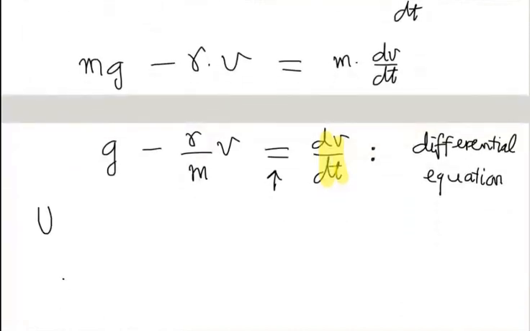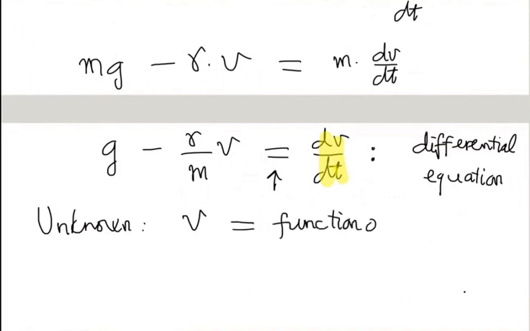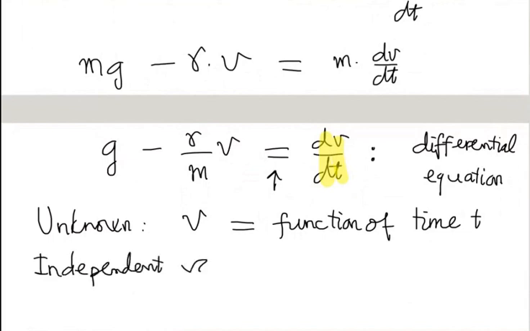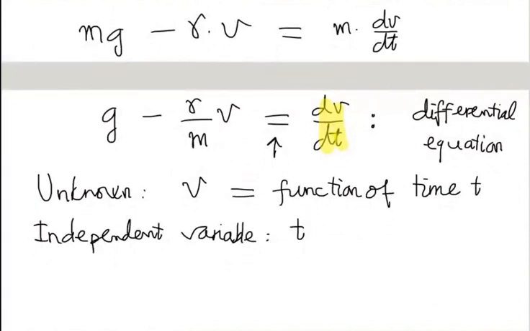In this equation, the unknown is the velocity v, which is a function of time, and t is the variable, or independent variable. And this is always the case for a differential equation. We have an unknown, which is a function, and then an independent variable.